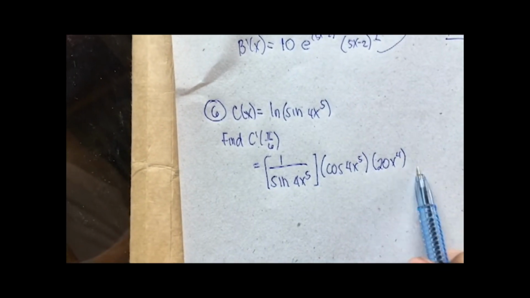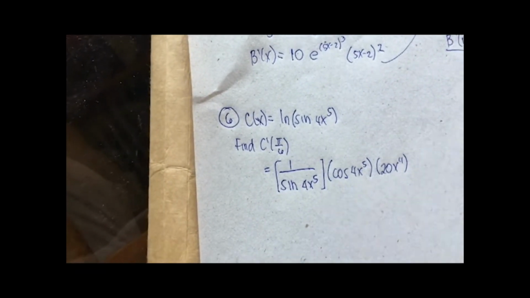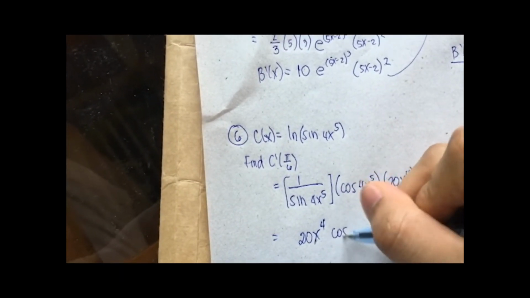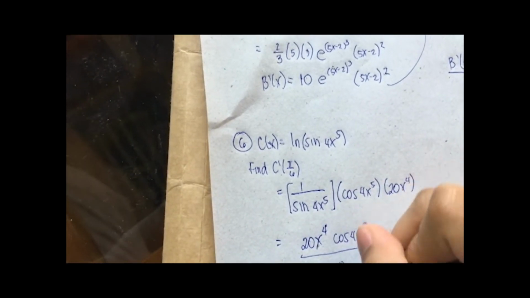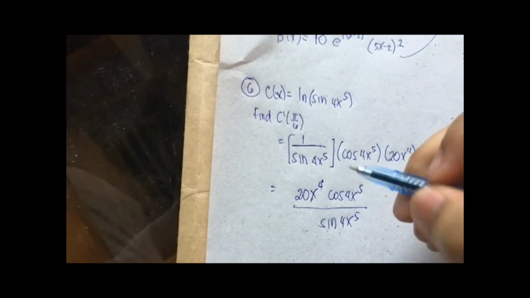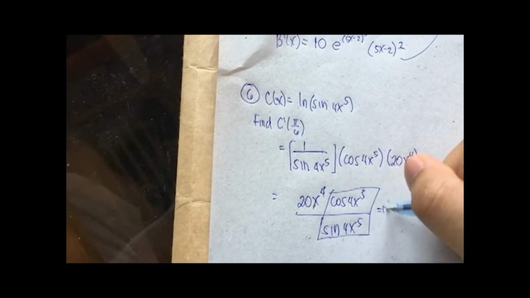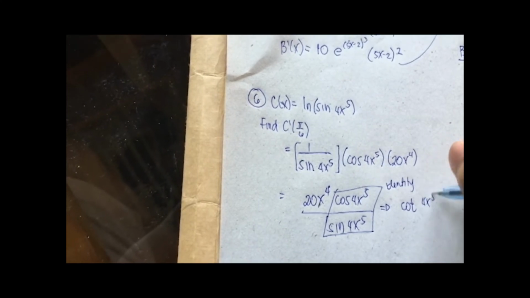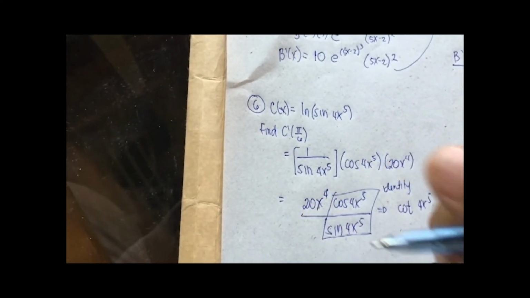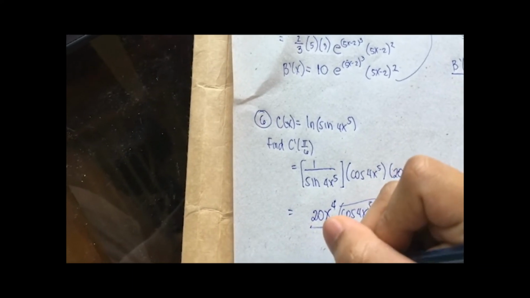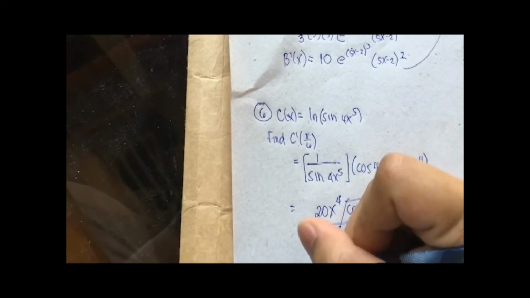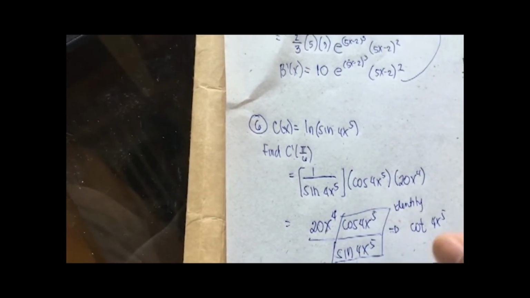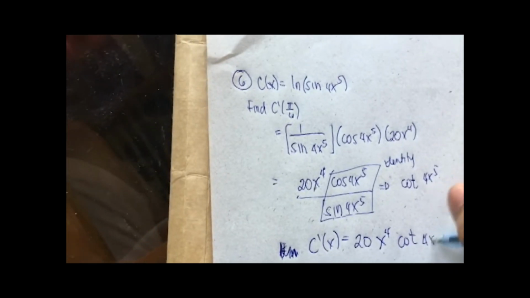Where did this 20x^4 come from? It is the derivative of 4x^5. So, 20x^4 cos 4x^5 over sine 4x^5. This is an identity, equivalent to cot 4x^5. So you now have the final answer: c prime of x is equal to 20x^4 cot 4x^5.